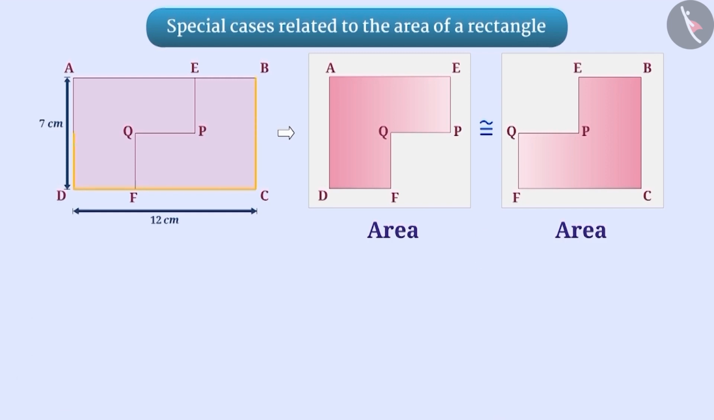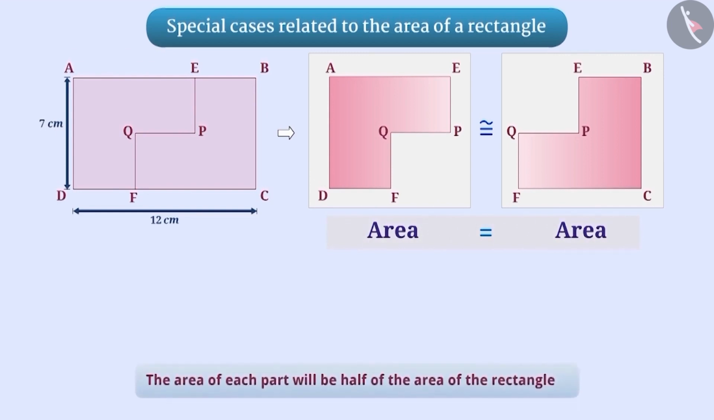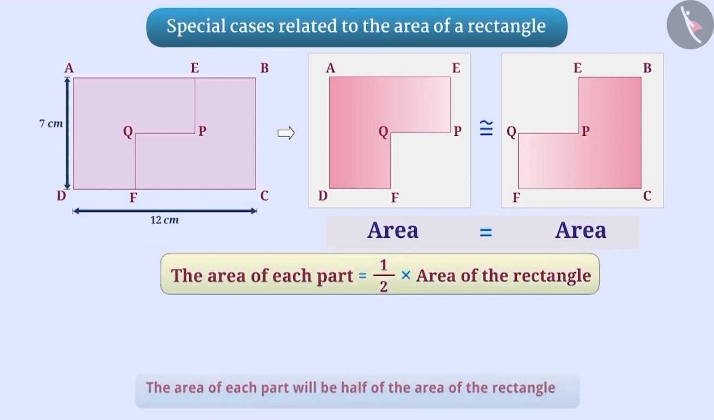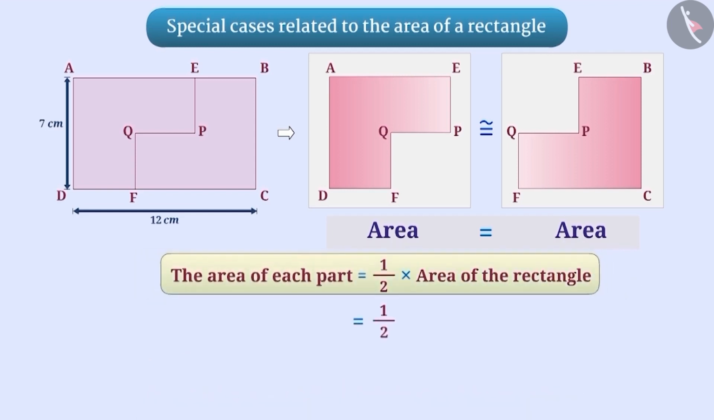Here, the rectangle is divided into 2 congruent parts. Therefore, the area of one part is equal to the area of the other part. We can conclude that the area of each congruent part will be half of the area of the rectangle. Thus, the area will be half into 12 cm into 7 cm, which is equal to 42 square centimeters.